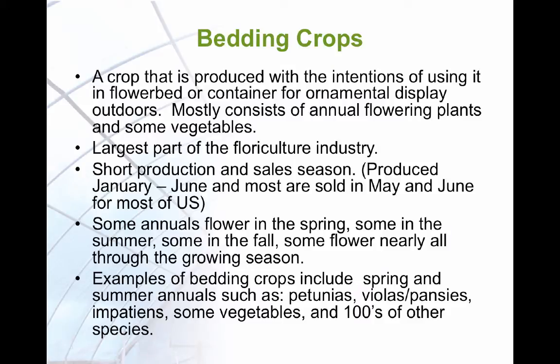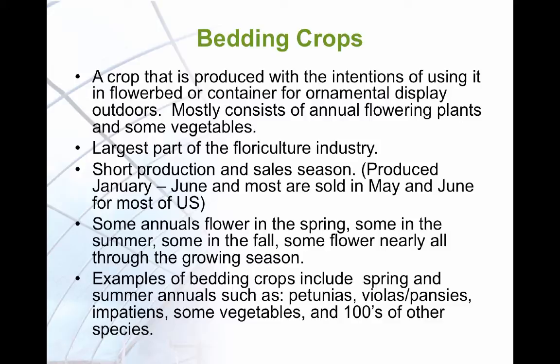Bedding plants are produced for seasonal display in flower beds and outdoor containers. Most are annual flowering plants, but also include some foliage and vegetable plants. Annuals are plants that survive only one growing season. Examples of bedding plants include petunias, violas, impatiens, home garden tomatoes and peppers, caladium, and hundreds of other species.